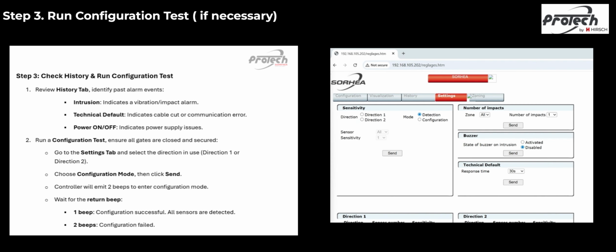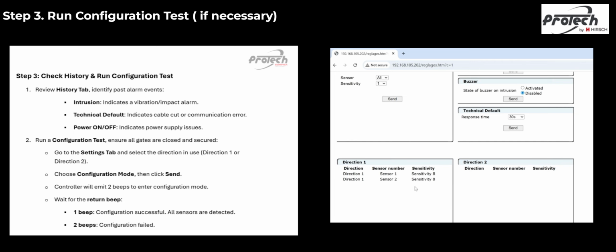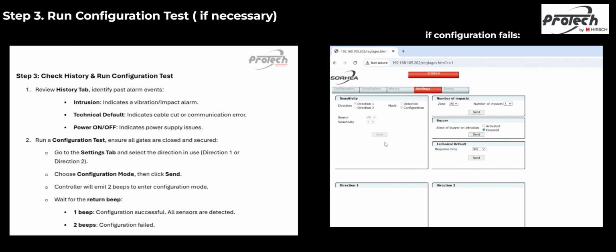To run a configuration test, first ensure all gates are closed and secured. Go to the Settings tab and select the direction in use. Choose Configuration Mode, then click Send. Controller will emit 2 beeps to enter configuration mode. Wait for the return beep. 1 beep is a successful configuration. All sensors are detected. If you hear 2 beeps upon return, then this is a configuration failure.